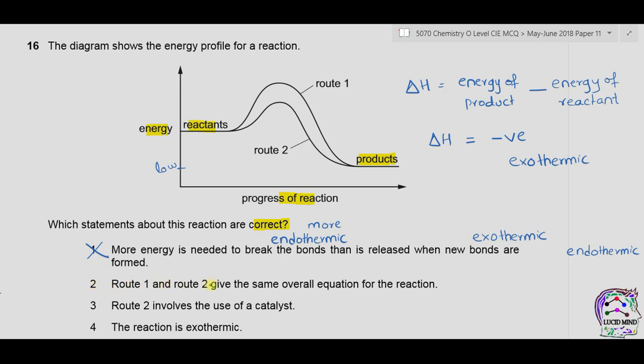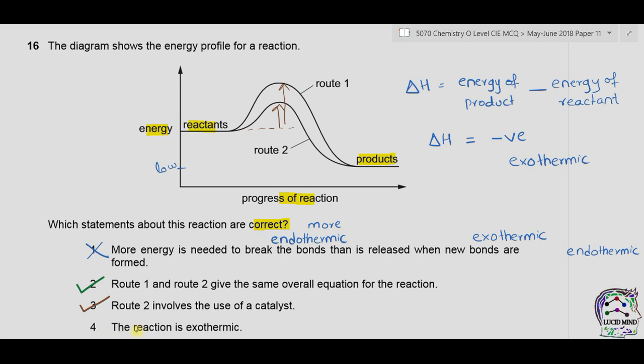2. Route 1 and route 2 give the same overall equation for the reaction. As we can see that the reactants and products are unchanged in both route 1 and route 2. Only the activation energy is changed. There is no change in the product and the reactant, so therefore statement 2 is correct. 3. Route 2 involves the use of catalyst. Now catalyst decreases the activation energy. Now we can see that in route 2 less activation energy is needed as compared to route 1, in which more activation energy is needed. So therefore this statement is true.